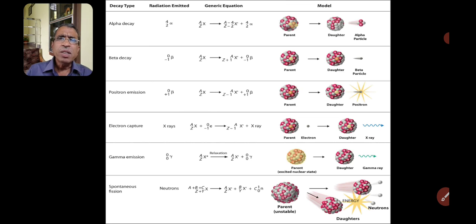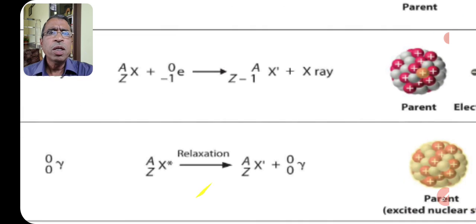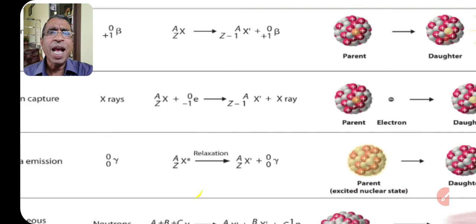Coming to another one, the gamma emissions. During gamma emissions, the atom of atomic number Z and mass number A remains the same, and an electromagnetic radiation of very high frequency is given out, and in this reaction it is called relaxation.